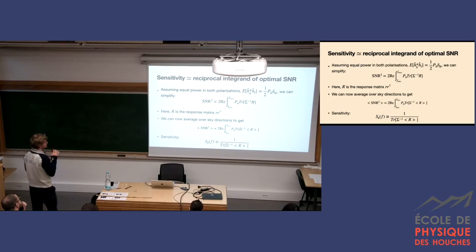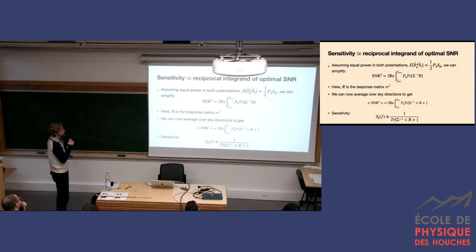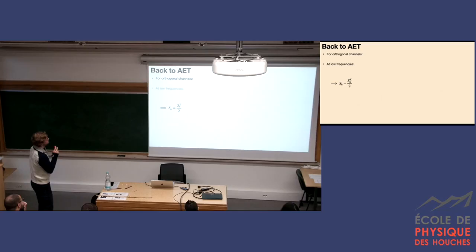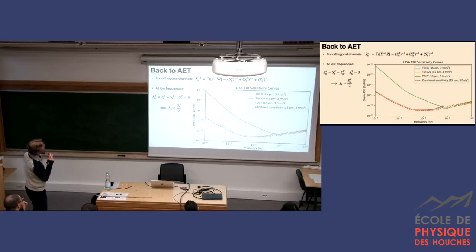So it's sort of the power your background would have to have such that you get unit SNR per unit frequency. That's the intuitive explanation of sensitivity. And the slide is also very messed up, I apologize.